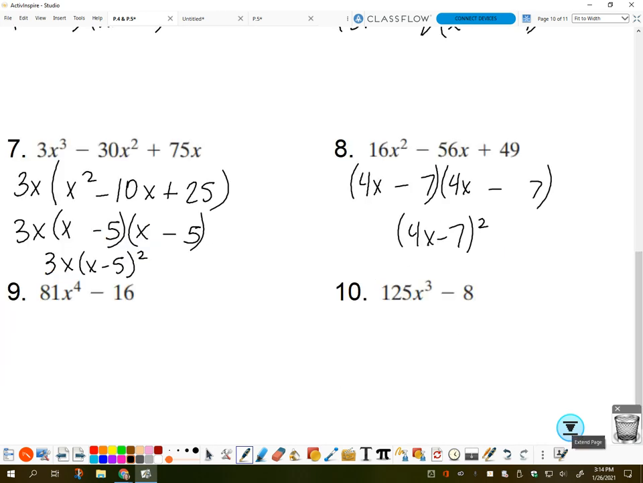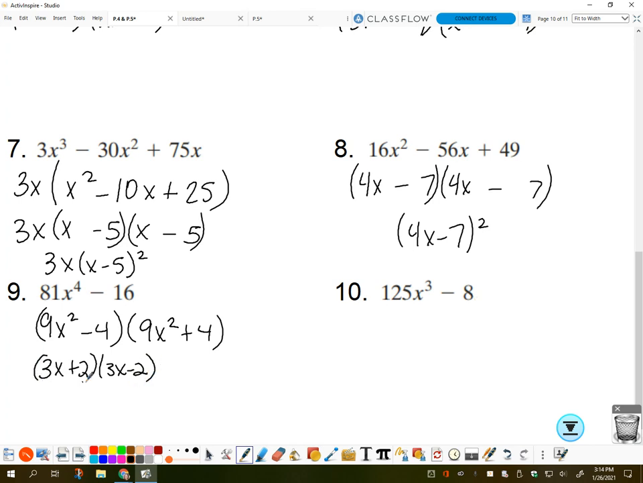All right, so next we have 2 terms. It's a difference of perfect squares. So square root of the first, square root of the second, add 1, subtract 1. Make sure you look at what you have though, because if you look at this one, that first one is 9x squared minus 4. That's also a difference of squares. So this guy will factor again to 3x plus 2, 3x minus 2. But then this will not factor because the sum of squares does not factor.